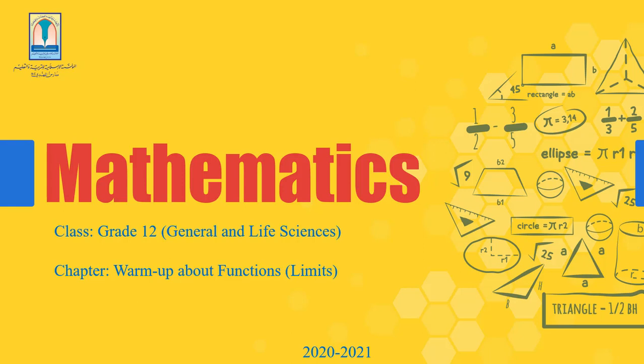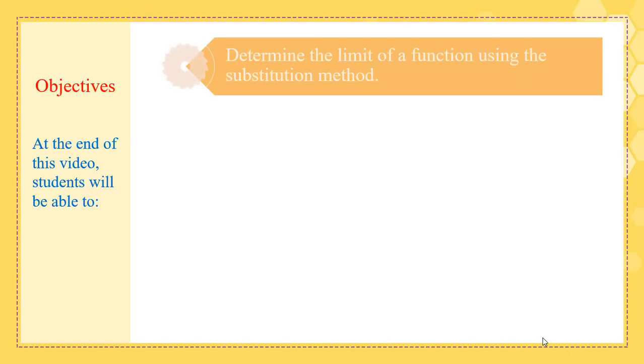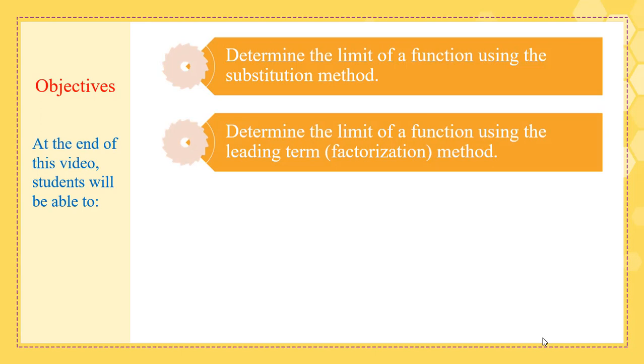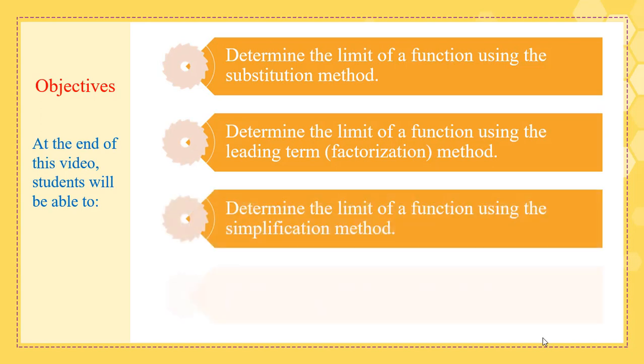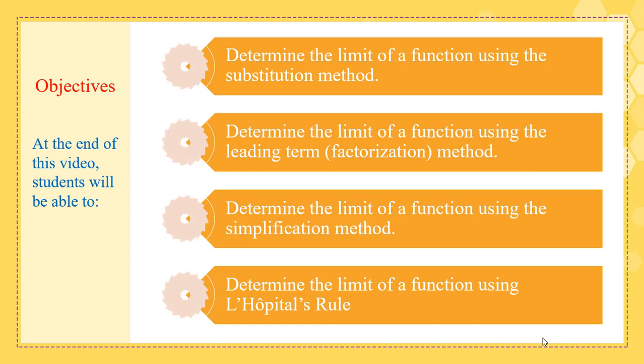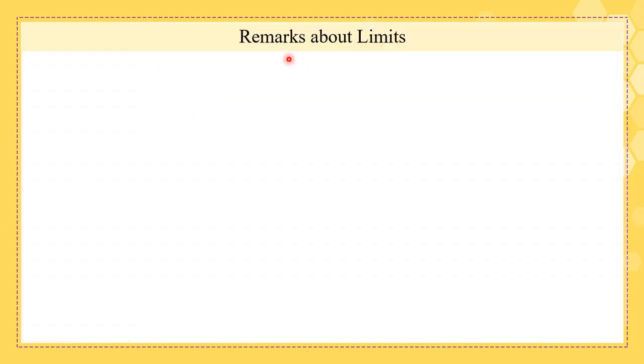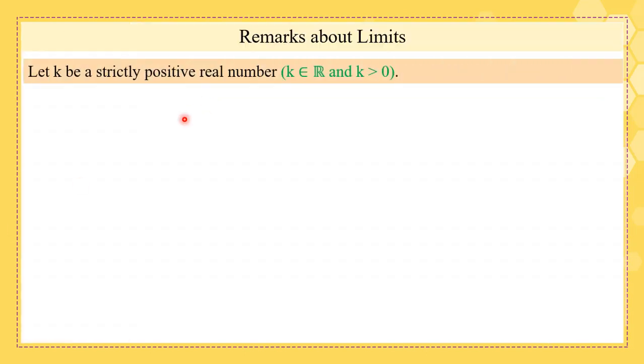Our chapter today is about limits. Let's begin with some remarks about limits. Let k be a strictly positive real number. So k is a real number and k is strictly greater than 0.